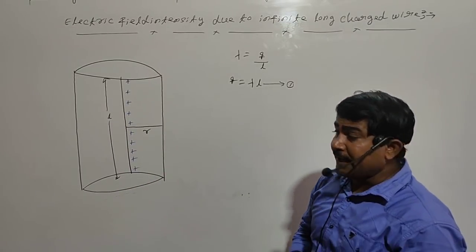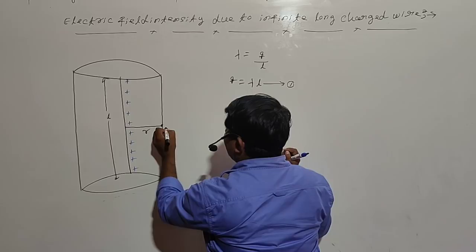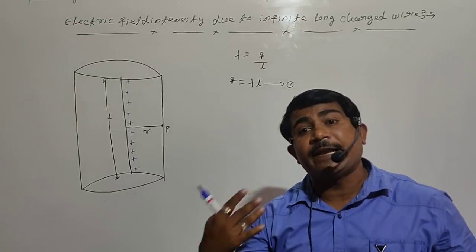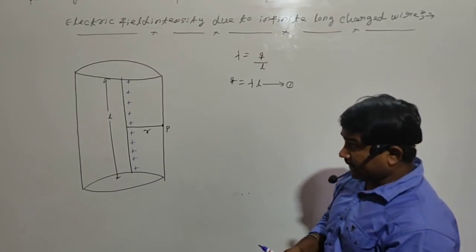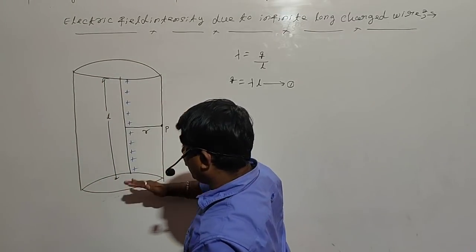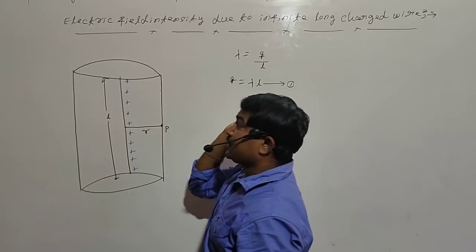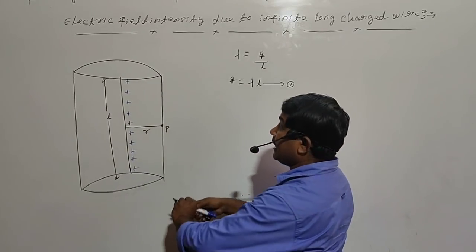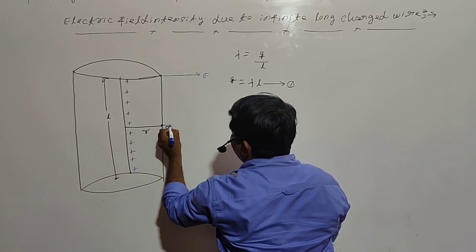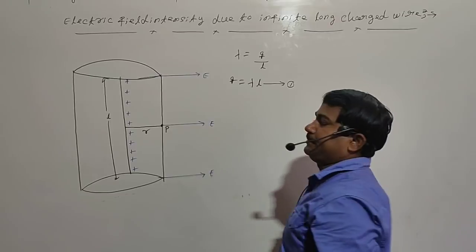I desire to find the electric field intensity at some point. See here, at this point I need to calculate the electric field intensity. This Gaussian surface has 3 faces: the upper face, the lower face and the curved surface. Inside the Gaussian surface, positive charges are available. For positive charges, the electric field intensity acts radially outward at any point.